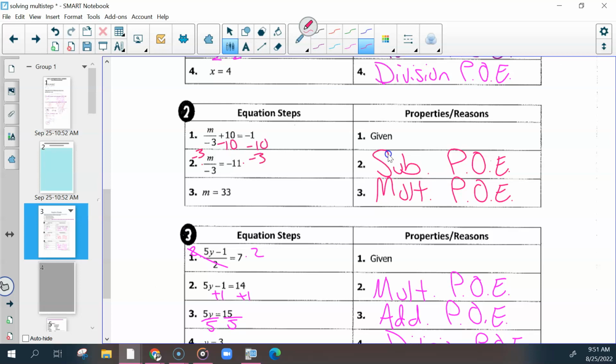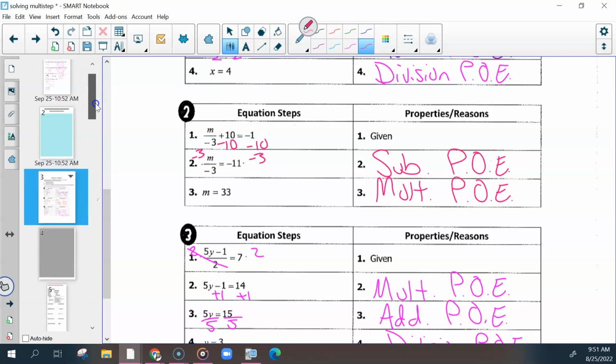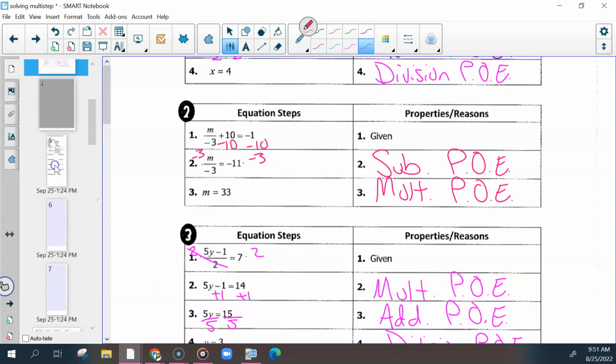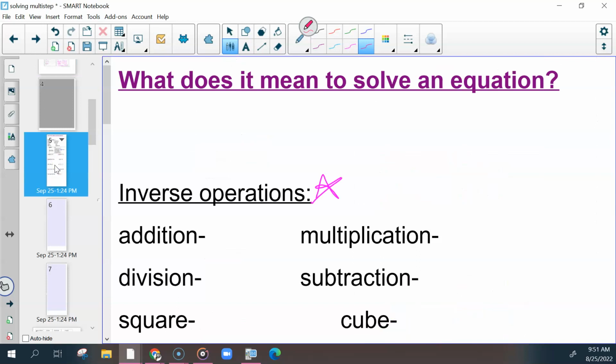Okay. I know we don't have a whole lot of time left, so some of these we'll have to finish next class. But go on to the last page. So going back to our first answer, a solution is an answer to a problem. To solve an equation is to find that solution to make the equation true. I'm going to write it really fast.